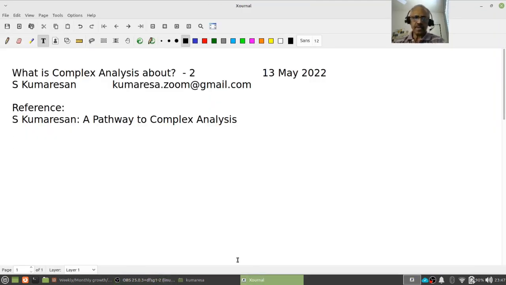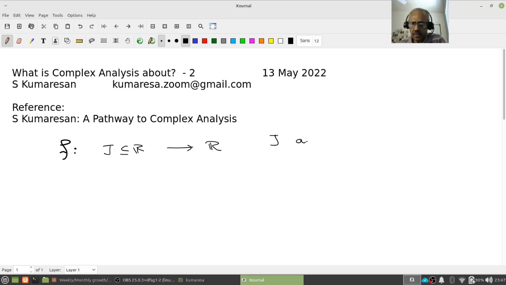So let us do that. First let us recall something we know from real analysis. If f is a function from an interval J in R to R, J an interval, maybe closed, open, finite, or unbounded, I don't care, and assume f is continuous, then there exists a primitive of f.